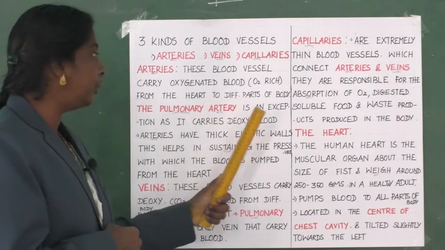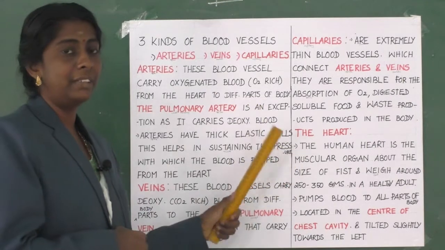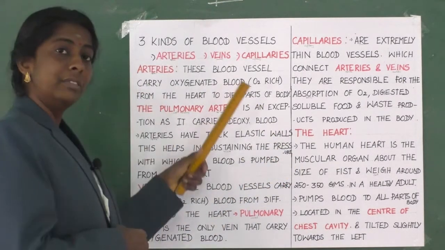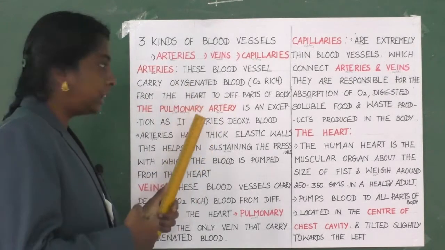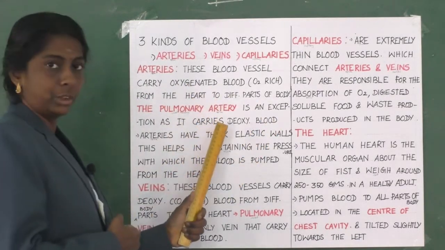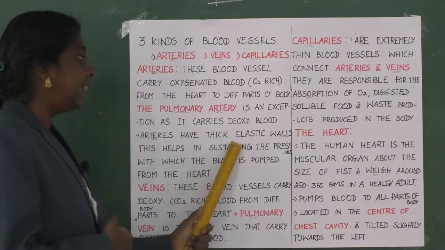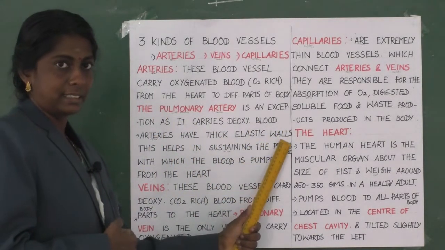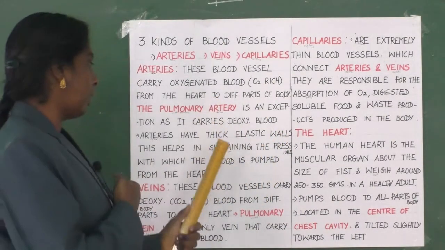So what will it do? It will carry deoxygenated blood. Otherwise, all the arteries will carry oxygenated blood. So the exception is the pulmonary artery. Clear? Then, arteries have thick elastic walls.